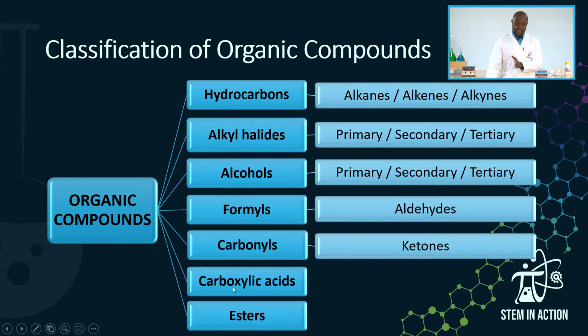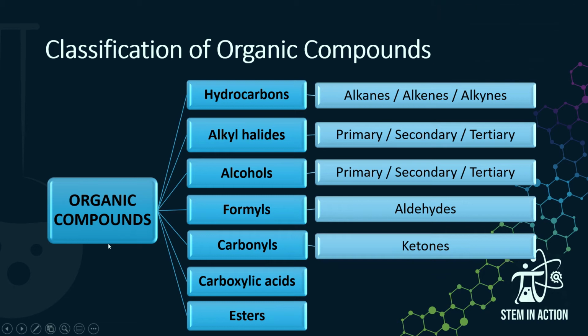And then we have carboxylic acids where the functional group is COOH, and then we have esters, which are formed when you react a carboxylic acid and an alcohol. And also, there is further classification of hydrocarbons into alkanes, alkenes, and alkynes, alkyl halides into primary, secondary, and tertiary, and alcohols are also classified further into primary, secondary, and tertiary. And formals are the aldehydes, and the carbonyls are the ketones.